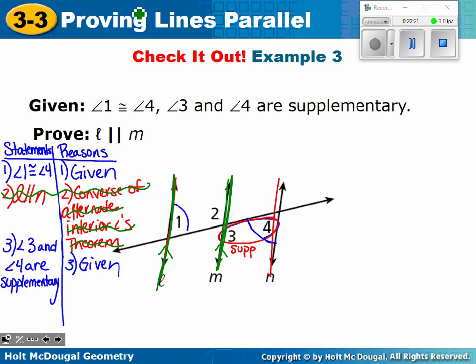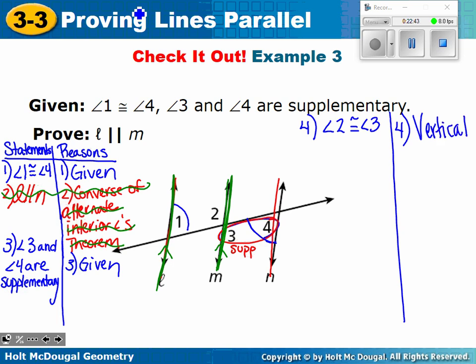Okay, so we have 3 and 4 are supplementary, and then I heard we need to bring in the fact that we have vertical angles, right? And that 2 is congruent to 3. So let's go and do that. So number 4, angle 2 is congruent to angle 3. What's the reason we know that again? Vertical angle theorem. Converses are only for the five kinds of angles and only if you're proving lines parallel. We're talking about angles being congruent. Okay? Vertical angle theorem. Okay. So what can we do from there?